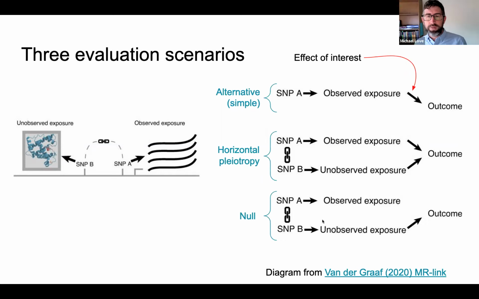And then finally, we have null simulations where we have SNPs that are linked to the exposure. So our eQTL signals are in LD with an unobserved exposure, which affects the outcome. And there's no mediated effect through the exposure of interest. So I'll call these the simple alternative, horizontal pleiotropy, and null simulations.